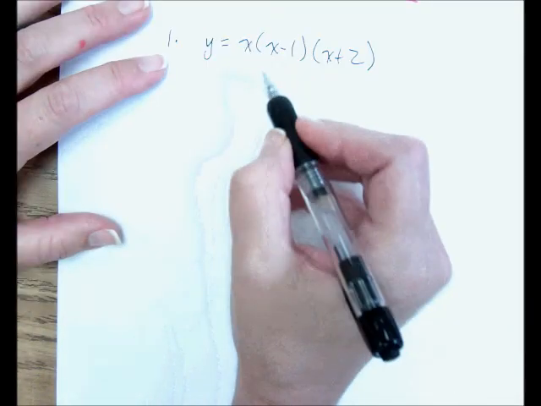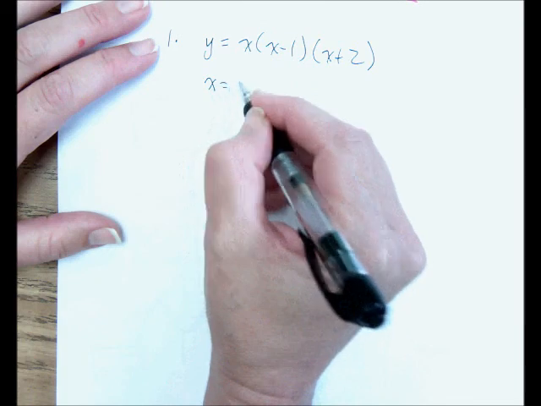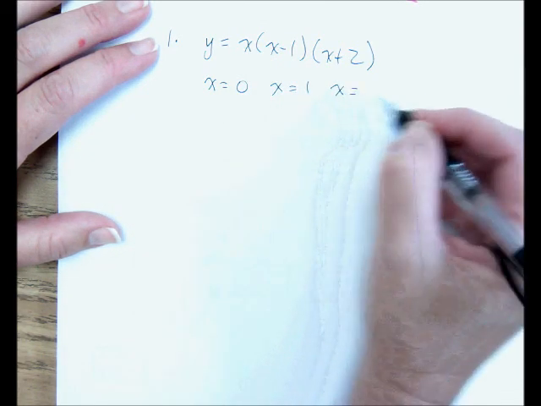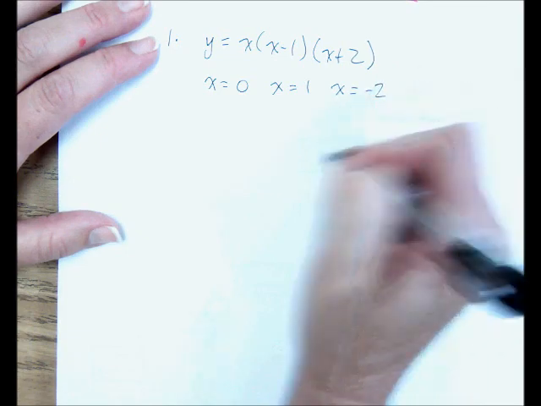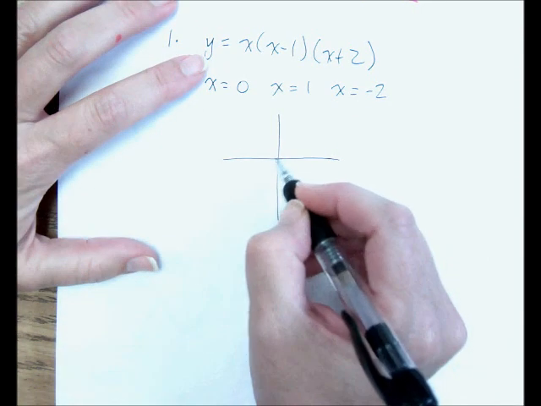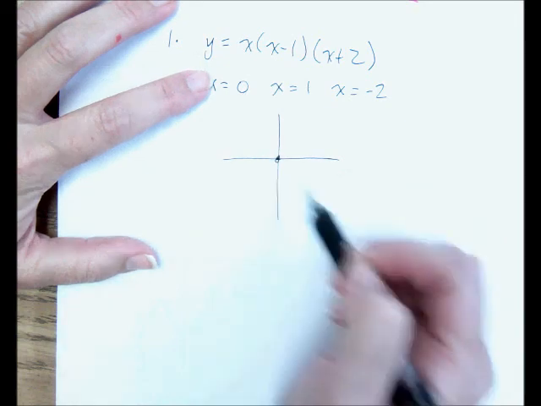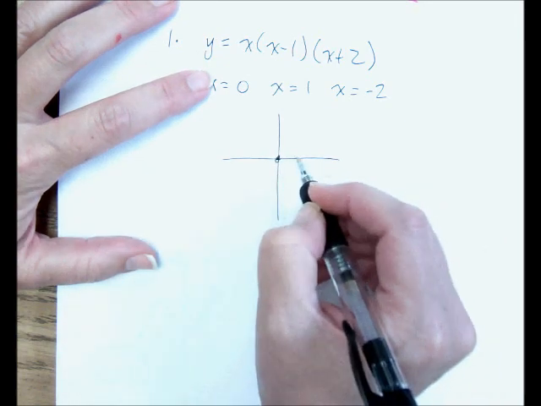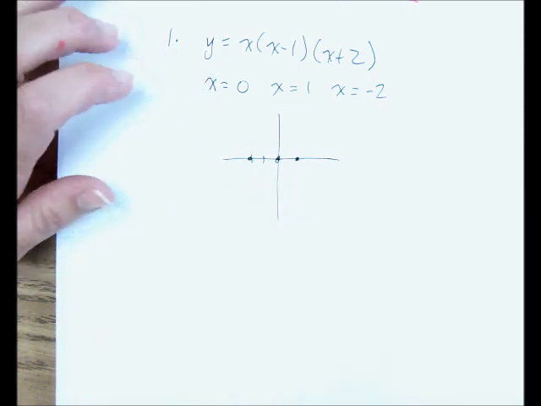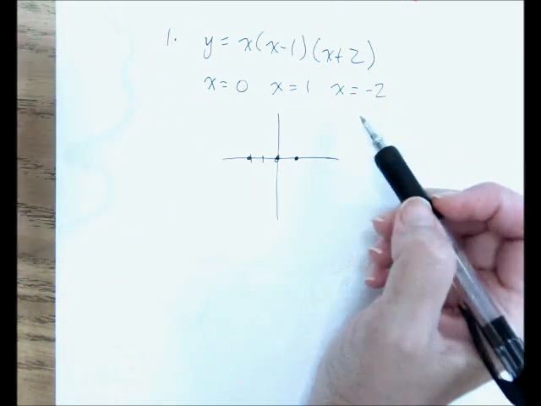So, just seeing this polynomial, I can solve for my roots. I know I have a root at x is equal to 0, a root at x is equal to 1, and a root at x is equal to negative 2. So graphing it without using a graphing calculator, I can see automatically that it's going to go through a point at 0, a point at 1, and a point at negative 2.